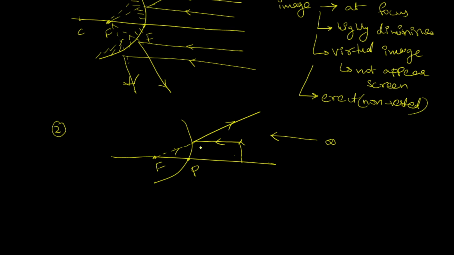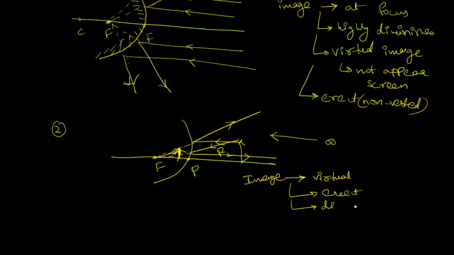And one more ray I'm considering, which is passing through the focus, ray R2. If you extend the ray on the other side, you will feel that it is moving towards the focus. After reflection, it will move parallel to the principal axis, right? If you observe carefully, these two rays will meet at some point in between focus and the pole, and the image formed here is a virtual image, and it is erect, and it is diminished, and the image will be formed in between focus and the pole.